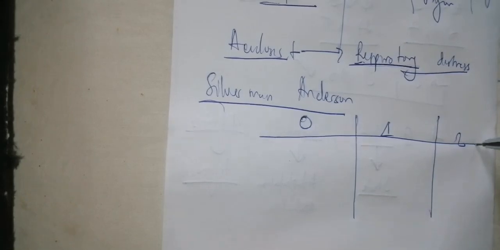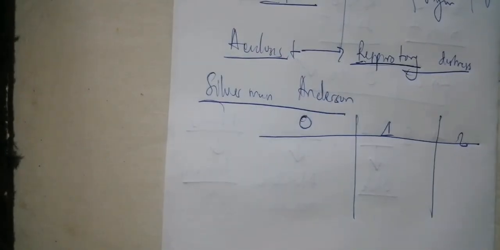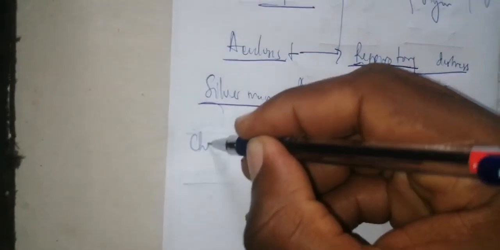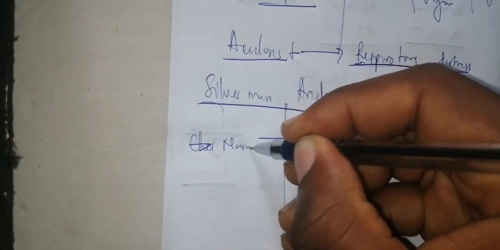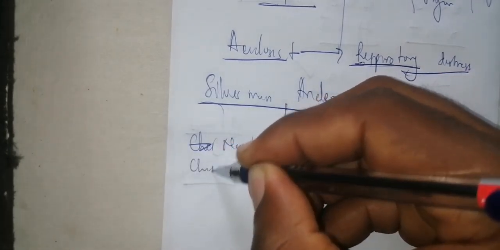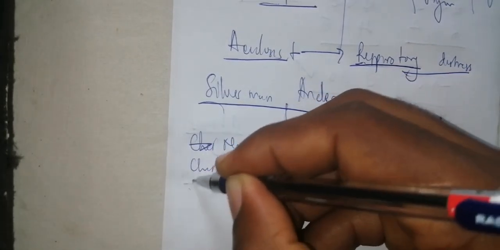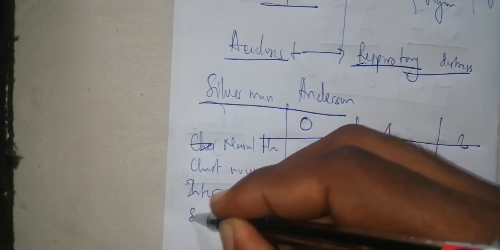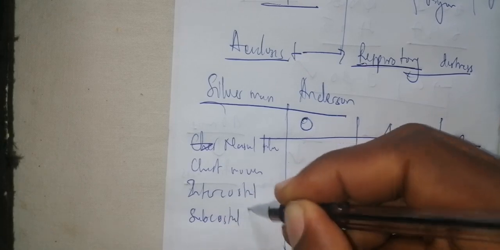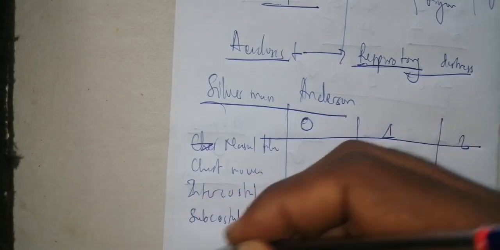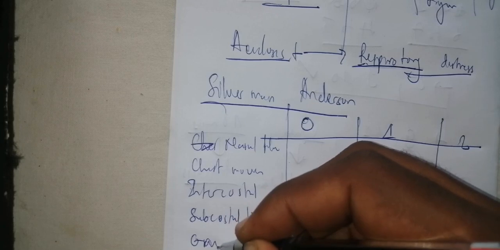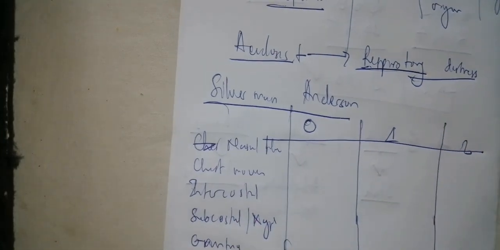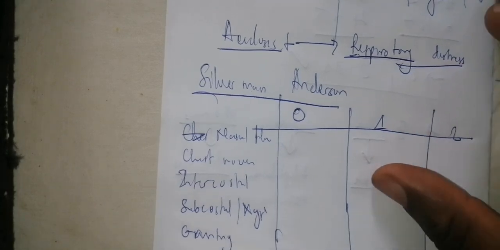The Silverman-Anderson score also goes from 0, 1, 2, and the lower the Silverman-Anderson score, contrary to the Apgar score, the better the prognosis. So the first is going to be nasal flaring. Is it clear? The second is going to be chest movement. The third is going to be intercostal recession. The fourth is going to be the subcostal recession or the xiphoid recession, and the fifth is going to be grunting. So those are the five elements of the Silverman-Anderson. The scale is going to be measured out of 10.